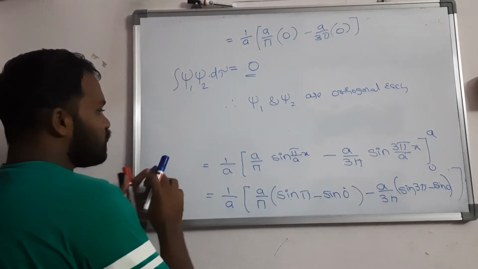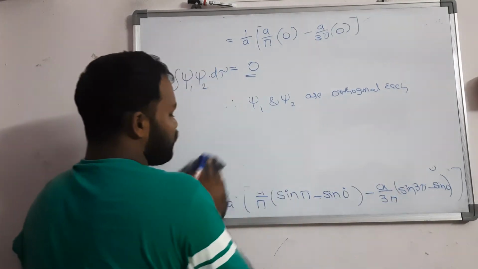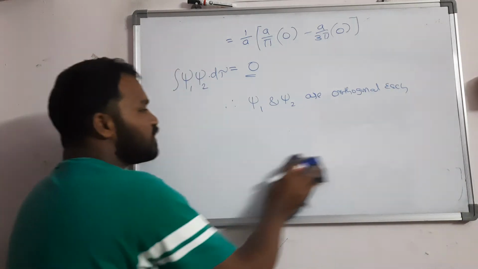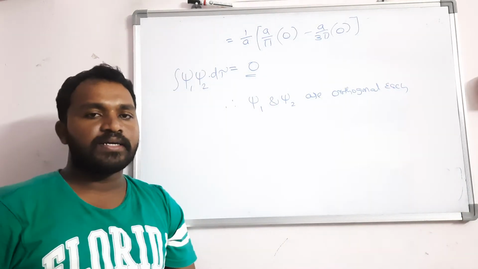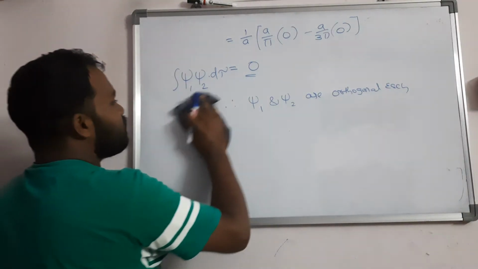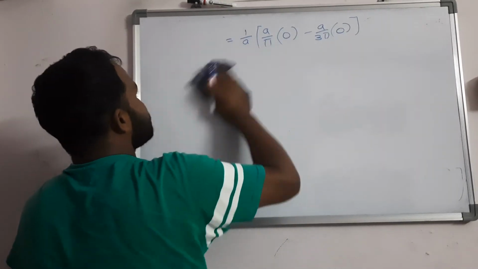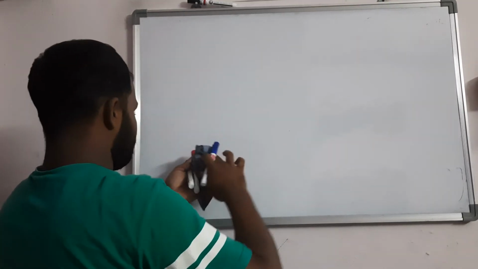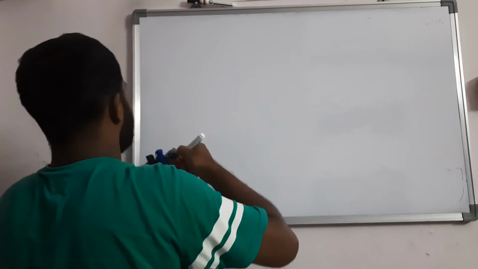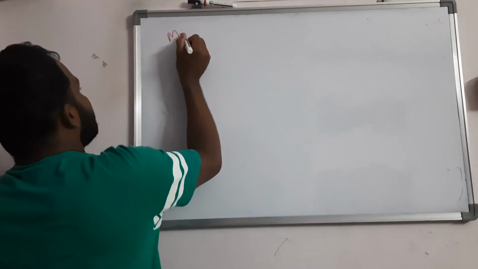So this is about calculation using wave function of a particle in a box. So that is orthogonality. So next is measurability of energy.